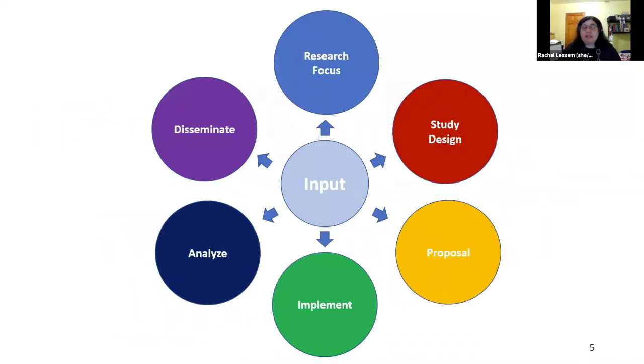The goal of the SAGE model is to embed engagement in the heart of the research process. And you can see on this diagram all the different ways and parts of the research process in which the SAGE model can be used to get input.